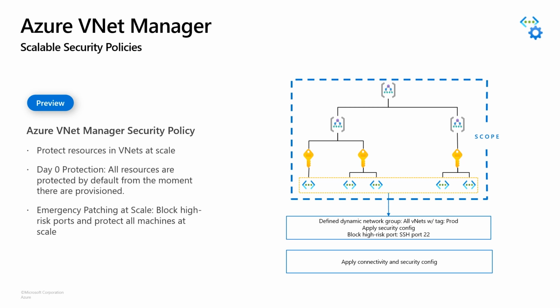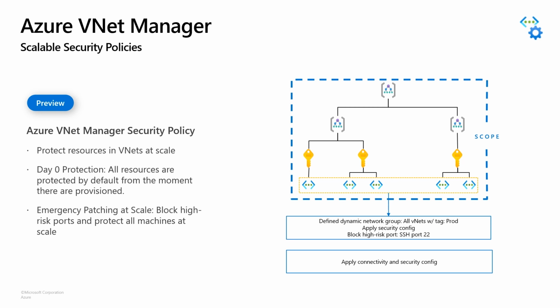One, as the workloads come on, they'll automatically inherit the security policies defined for their group. And the admins can define the grouping in a dynamic way such that a new VNet automatically joins the group. And every workload that's getting deployed into this VNet will automatically inherit these security policies.